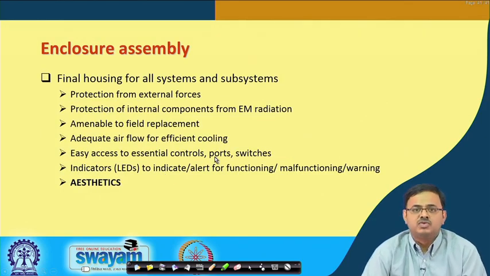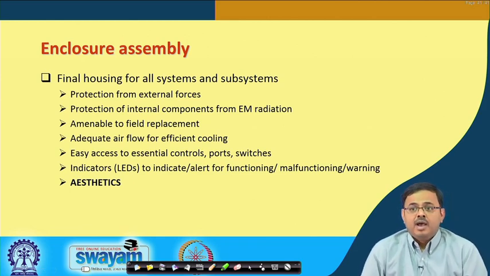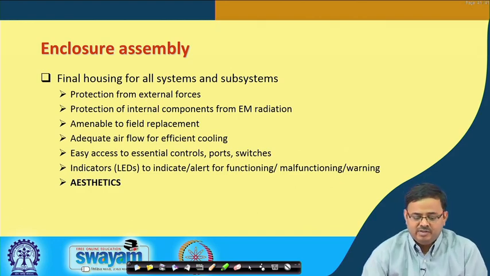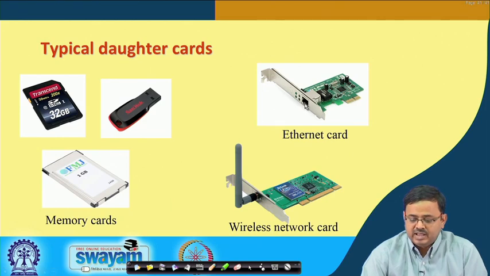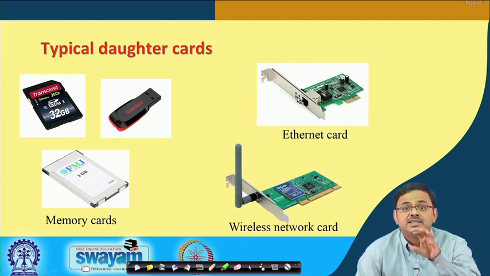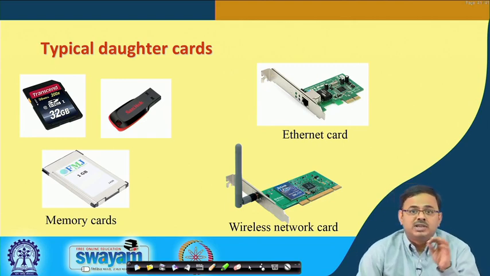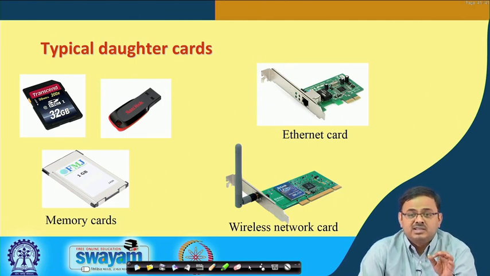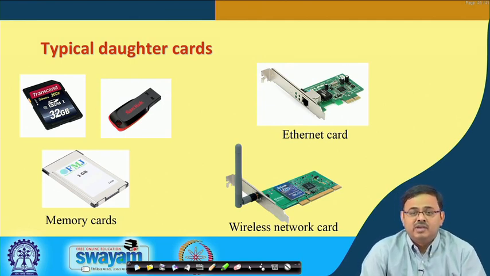Easy access to essential controls, switches, ports, connectors, and then indicators to alert in terms of functioning, malfunctioning, warning. So, for example, I will go back to the previous picture over here. This Ethernet port, as soon as it is plugged in, we sometimes see a green light over here. If the connection is not very good, we see a blinking yellow light. It gives you all these indicators. If your laptop is low on charge, you have a green light if it is fully charged, but then the lights can turn orange or yellow if it is low on charge. So, these indicators are there.